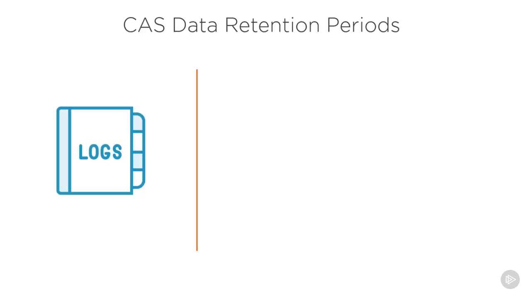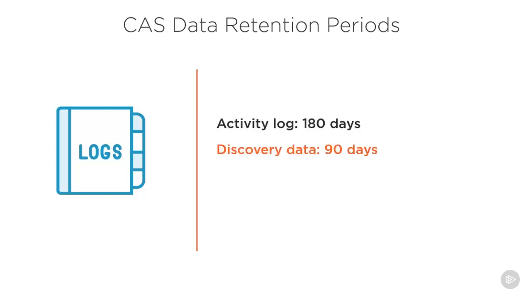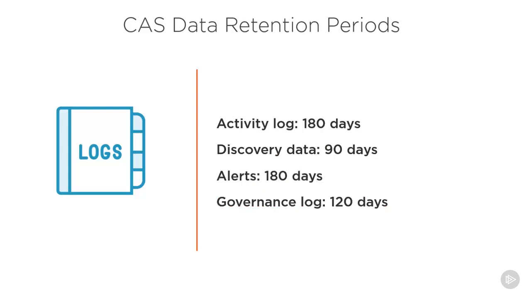So let's begin by talking about the CAS data retention periods. Your activity logs are held for 180 days. Your discovery data is 90 days. Your alerts are 180 days, and the governance logs are 120 days. So be familiar with these because these are the time frames that you have access to this data.